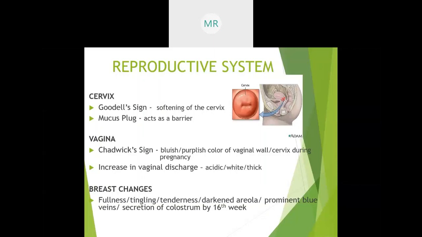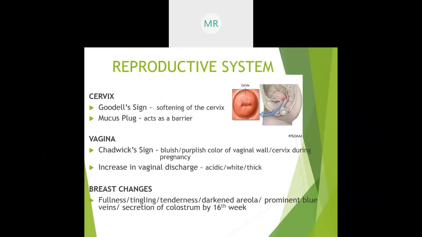And some vaginal changes. We also have, again, thanks to the increase in estrogen hormone, Chadwick sign, which is evident at about 6 to 8 weeks. It is a bluish purplish discoloration of the vaginal wall and the cervix during pregnancy. There's also an increase in vaginal discharge, which becomes more acidic, more white and thick.